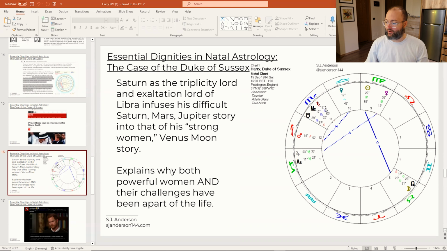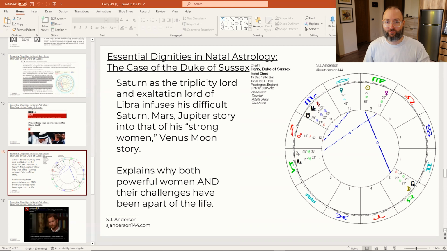Saturn on his midheaven. He's known for this grief process he went through. We all witnessed it. The whole world saw it. He grieved in public the death of his mom. And that's how this Saturn is directly impinging on the analysis of his relationship to his mom. And what do I have here? The exaltation lord of Libra is infused.